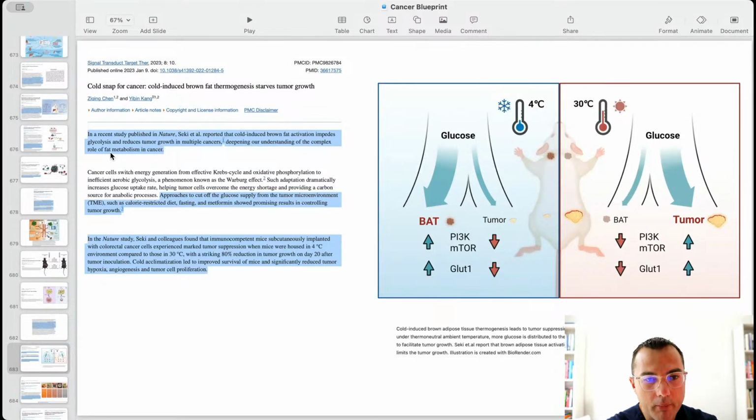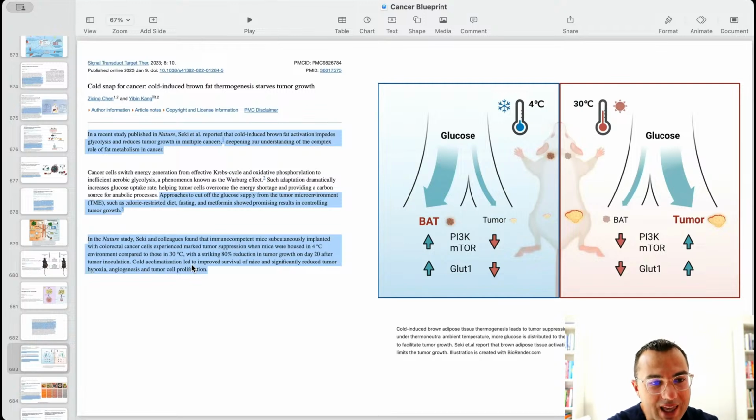tumor suppression when mice were housed in a 4 degrees Celsius environment. Now, again, these mice studies were done with cold air, just to be very frank. But given what we know about cold water immersion, you're going to have much better heat transfer, and it's probably more effective to do cold water immersion. But they're not putting these mice in cold water, just to be very upfront. I forgot to mention that.